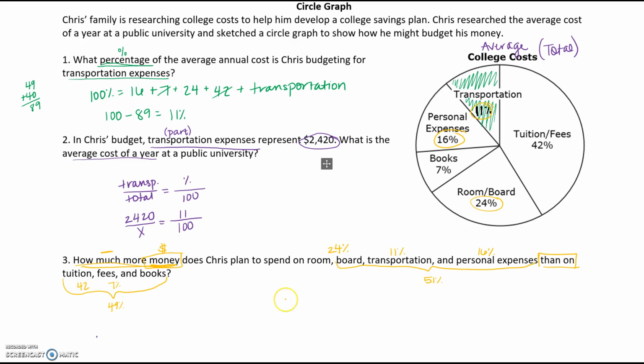So how much more means you do what operation? Subtract. And once you find your percent, it's then asking you for your money, so you're going to have to set up a proportion to find your dollar amount. All right, guys, I gave you less help on this, but I know you can do it. Make sure that you work the problem all the way through on your own. Don't just have what I have in the video. You need to make sure you finish the problem.